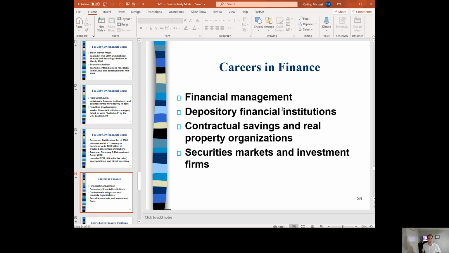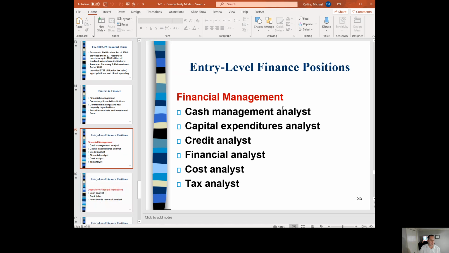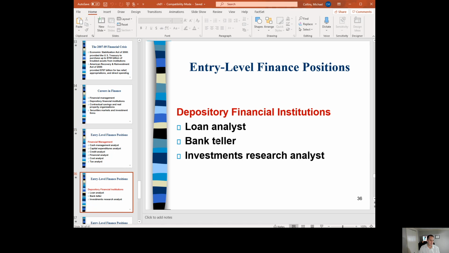Careers in finance are so broad. You could be in financial management. You could have a marketing role. You could be involved in securities sales. You could be in operations. It's just so broad. You could work for Bose, the headphone company, and work in the finance department there. Cash management analyst, capital expenditure analyst. Analyst is a very common term for entry-level-ish positions.